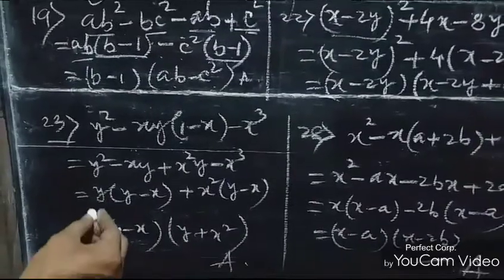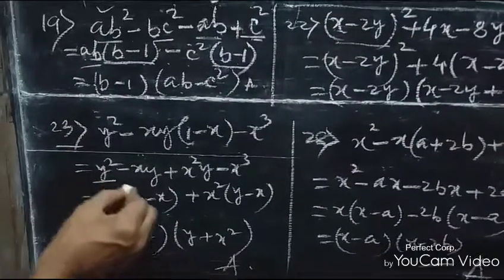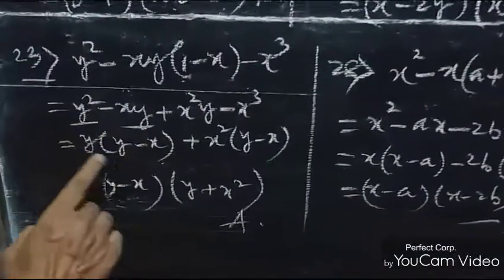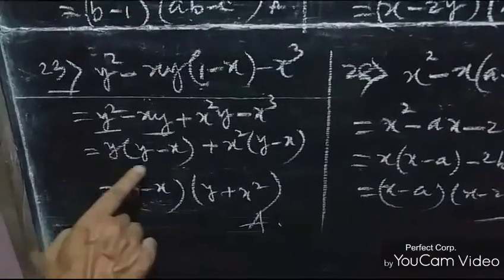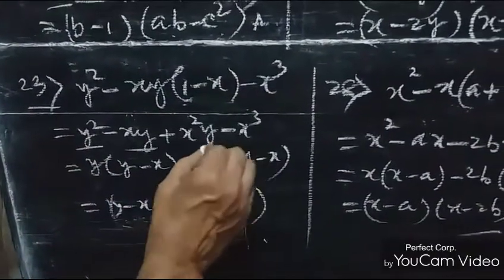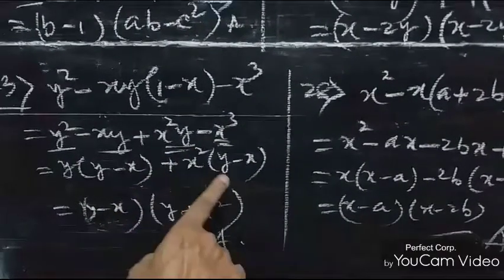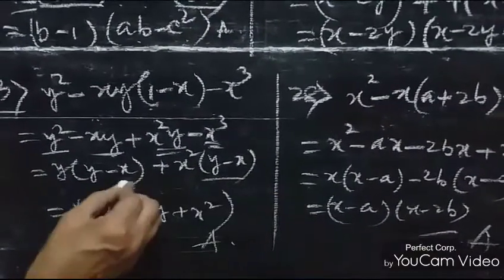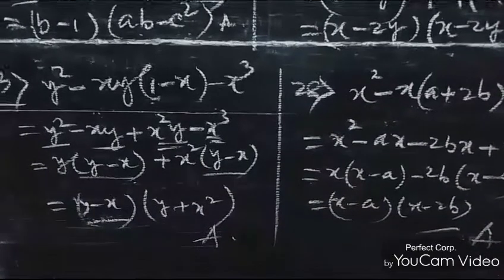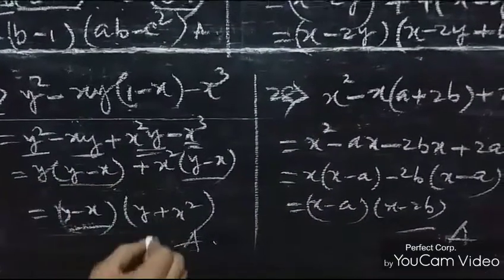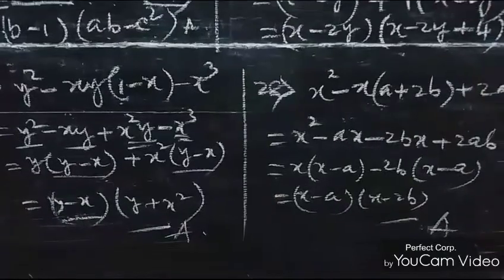Now from first these two, y is common, y minus x. And from this and this, the HCF is x square, then y minus x. Now this part is common. Just take this common, y minus x, and it's coming y plus x square, and this is your answer.